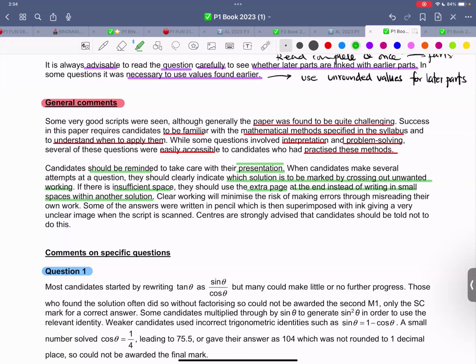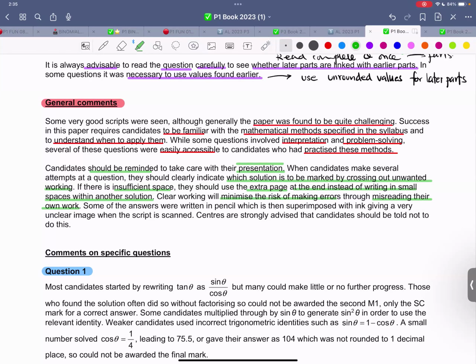Clear working will minimize the risk of making errors, including misreading their own work. Like a student reading his or her own work, and that person is confused. I mean, where is this value coming from? So how do you expect the examiner to have a clear head and give you the marks?